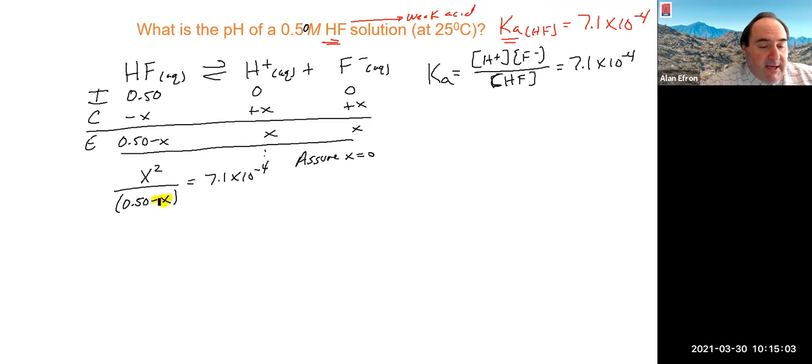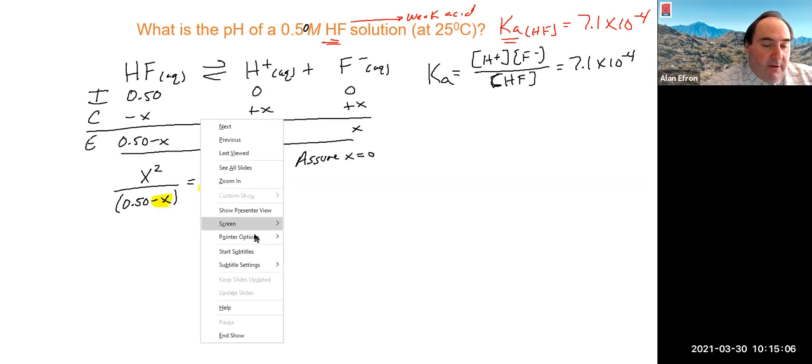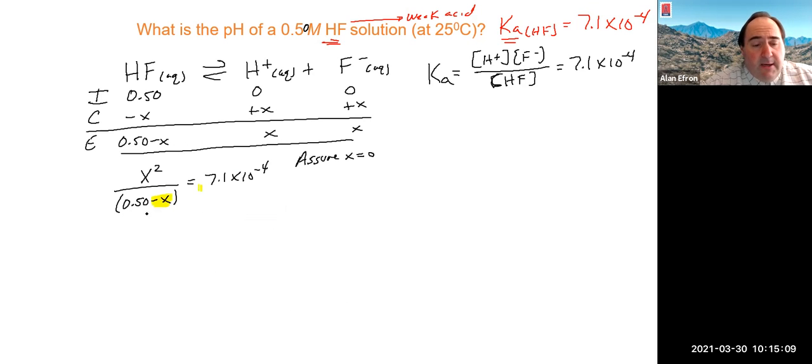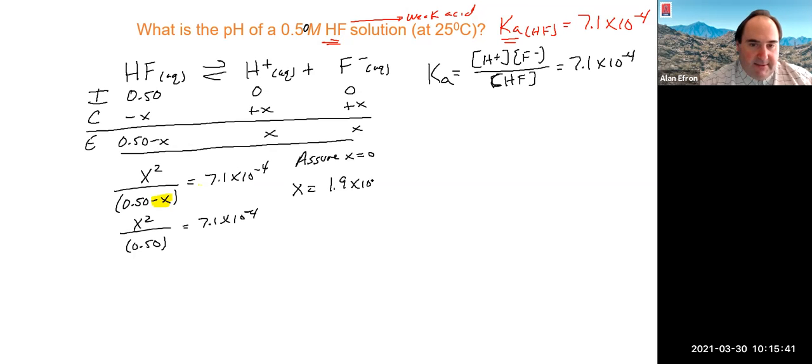Again, it's really just the x we're going to be subtracting from a number or adding to a number. That would get us x squared divided by 0.5 is equal to 7.1 times 10 to the minus 4. I'm going to multiply the 0.5 to the other side. I then will also take the square root of it. And if we do that little square root action here, it's going to get us an x value of 1.9 times 10 to the minus 2.